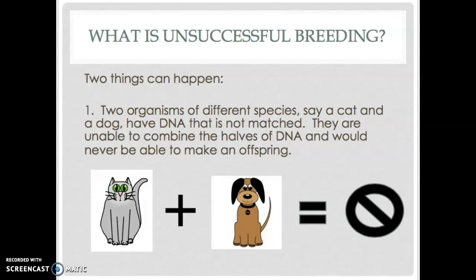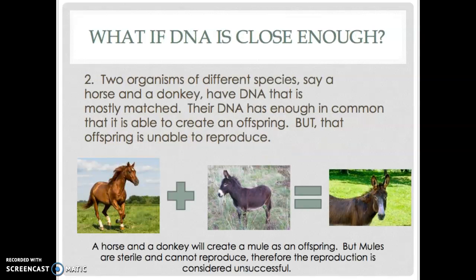You get nothing. Okay, that's choice one. Choice two is, what if the DNA is close enough? There are some times where you have species that are different, but they have so much in common that their DNA is close enough. So let's use the example of a horse and a donkey.